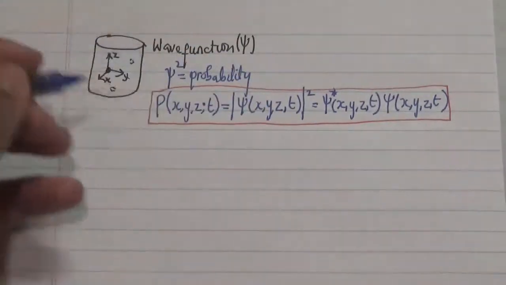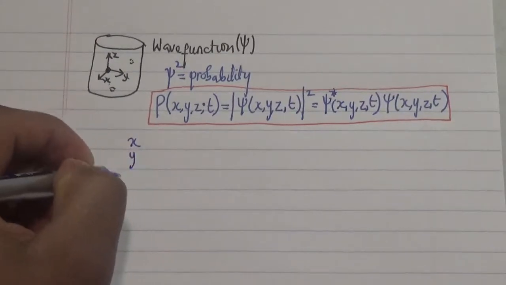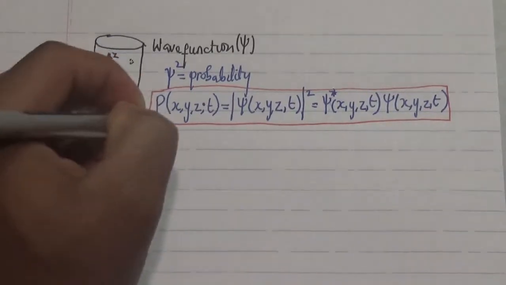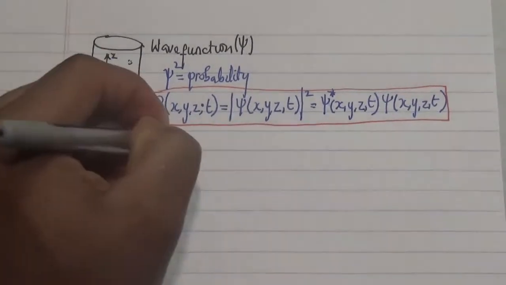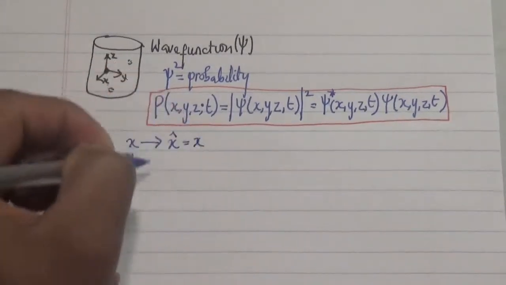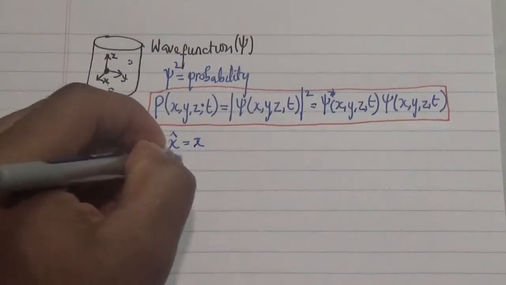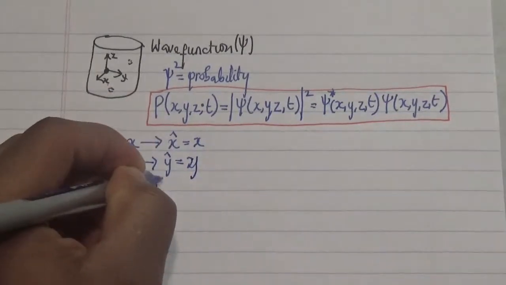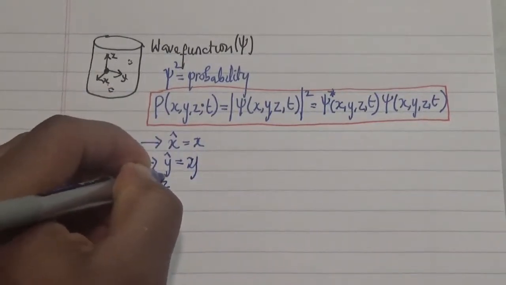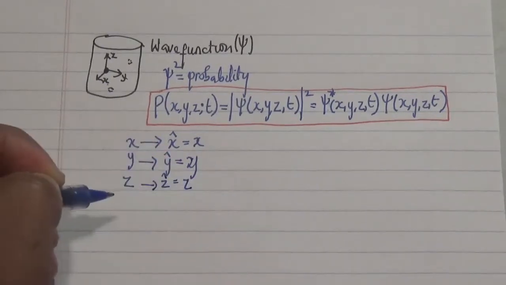Looking at the Cartesian coordinates, we know our x, we know our y, we know our z, and by including the operator, we get our observable, which is x. For our y operator, we get our observable, which is y, and for our z operator, we have our observable, which is z.